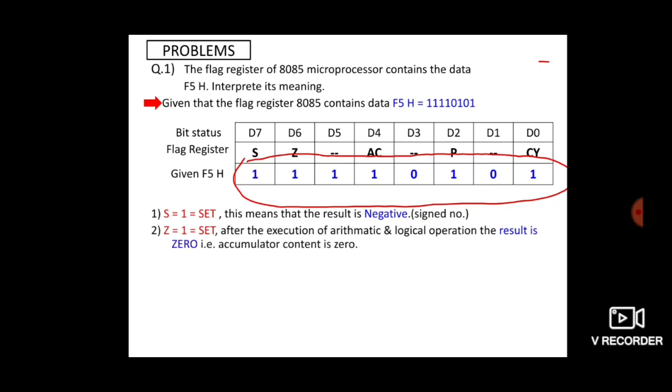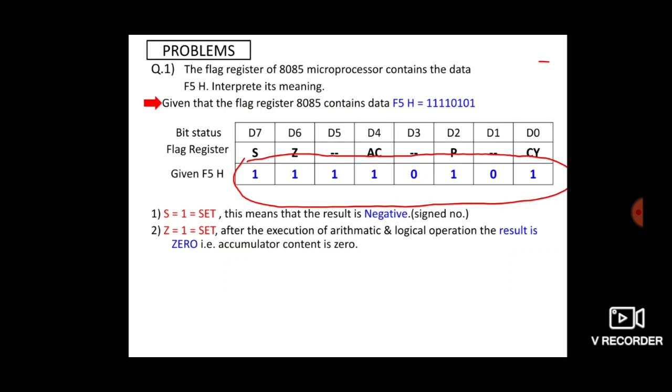Now next is the zero flag. At the zero flag 1 is there, so is it set or reset? Set, because 1 means set. Then what is the reason? After the execution of an arithmetic or logical operation, this is very important, the result is 0, that is, the accumulator content is 0. Result 0 means after the ALU operation the total answer becomes 0. At that time the zero flag is set, otherwise reset. So in the given problem, the zero flag is set because after the ALU operation the result is 0.